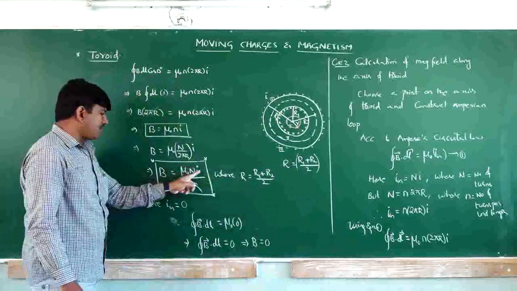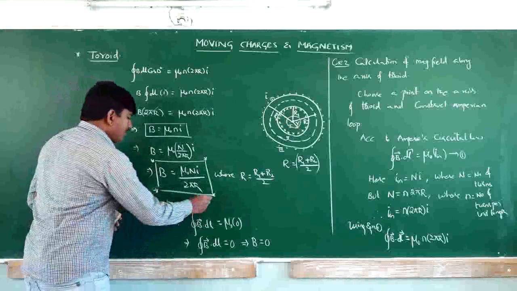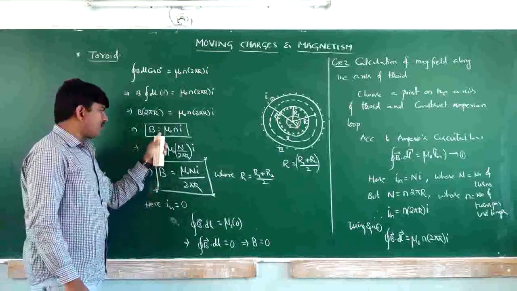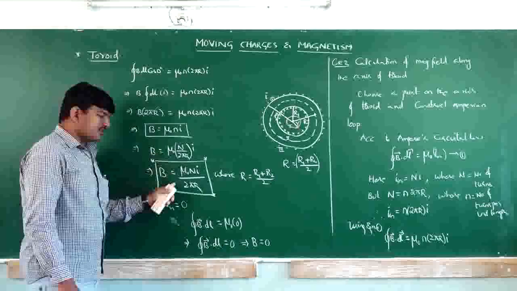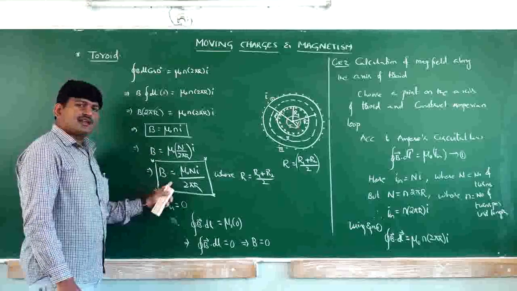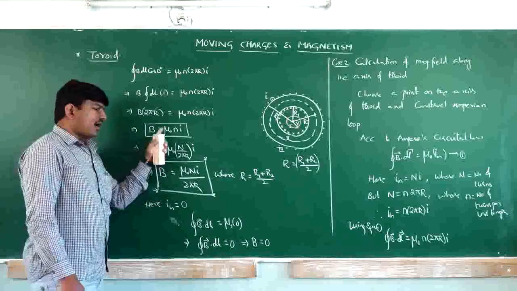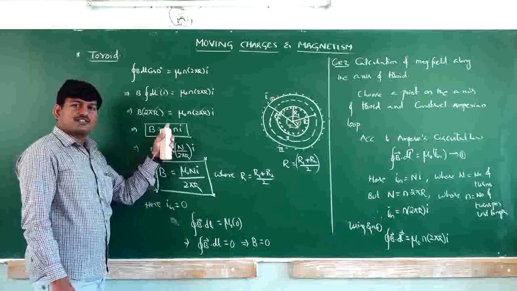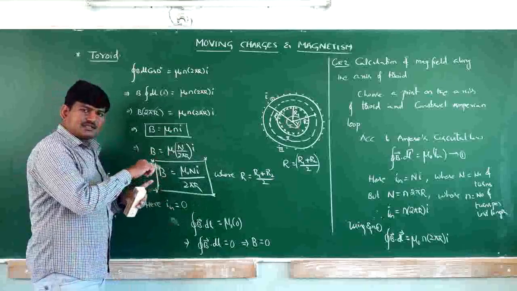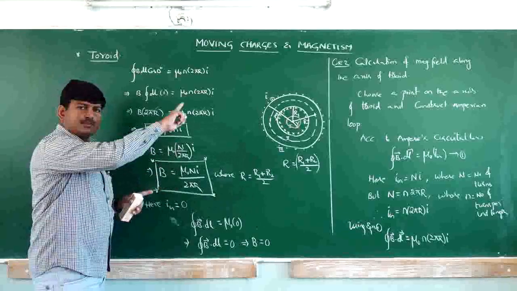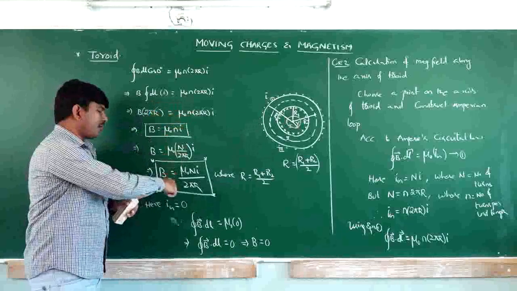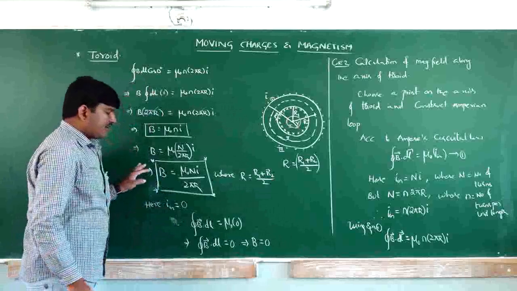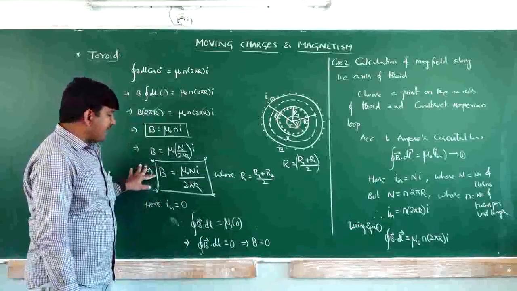Therefore, mu naught N I divided by 2 pi r is the important formula to be remembered for the toroid case. Instead of remembering this formula, better you remember this one. If you have forgotten this, remember the formula for the solenoid and replace small n with capital N by 2 pi r. Small n is nothing but the number of turns per unit length. Number of turns is taken as capital N and the total length is nothing but the length of the toroid, which is equal to 2 pi into capital R. Is it clear? This is the formula for the magnetic field due to the toroid along its axial line.